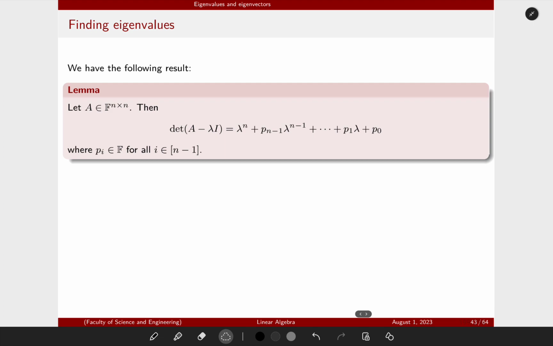So let A be a square matrix, then this determinant is this very nice polynomial in lambda with these coefficients, and we have that it is a monic polynomial. So the first term always has coefficient 1.